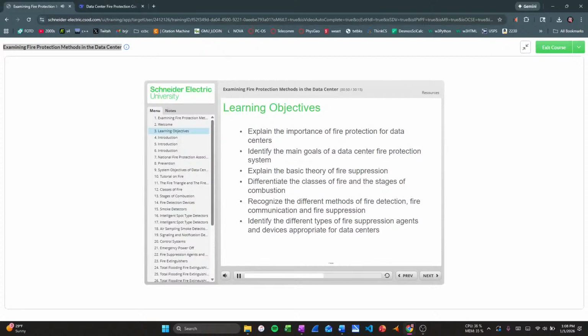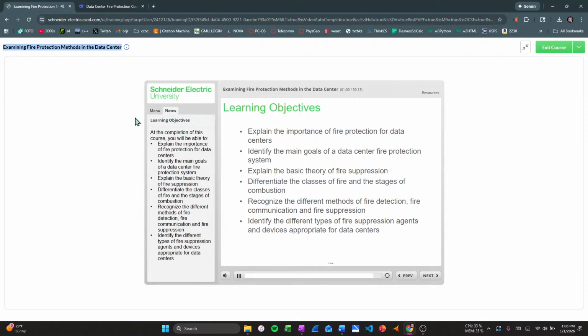and the stages of combustion. Recognize the different methods of fire detection, fire communication, and fire suppression. Identify the different types of fire suppression agents and devices appropriate for data centers.